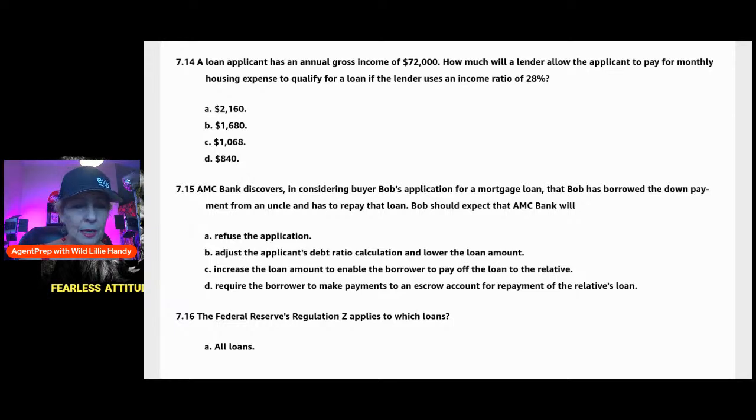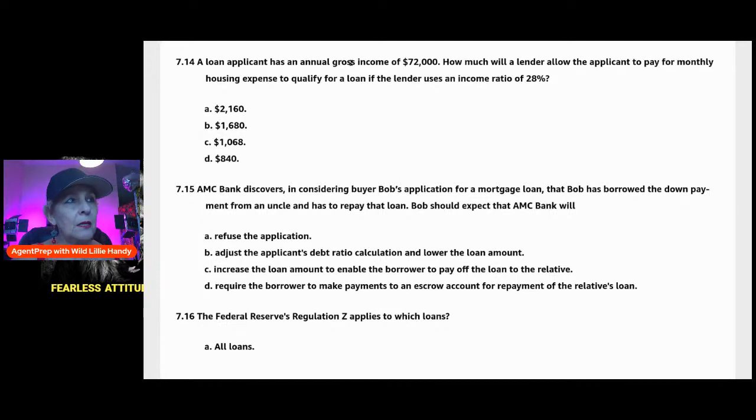Okay, Anai, I'm glad you did. So gross income of 72,000, and the lender uses an income ratio of 28%. Okay, so first you have to do what? You do it by monthly income, right? Because they have a gross income. So divide that by 12, and you're going to get what? 6,000, right?